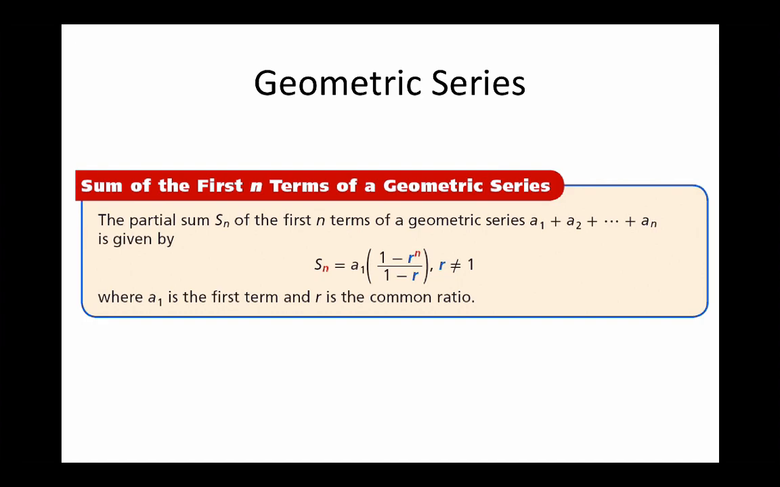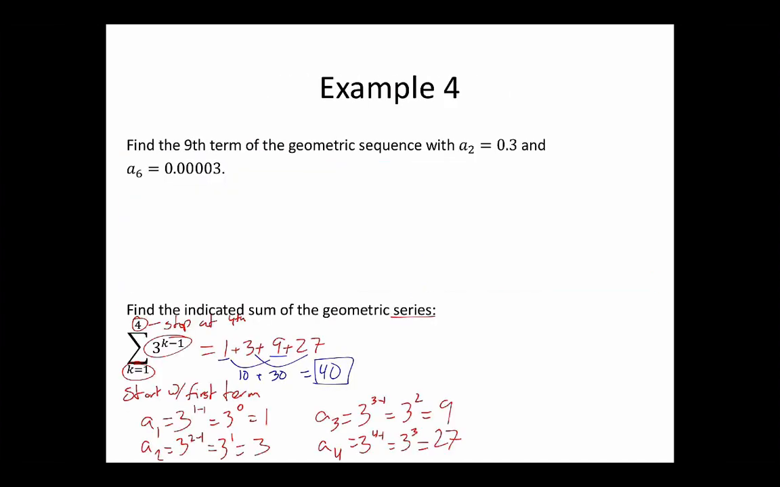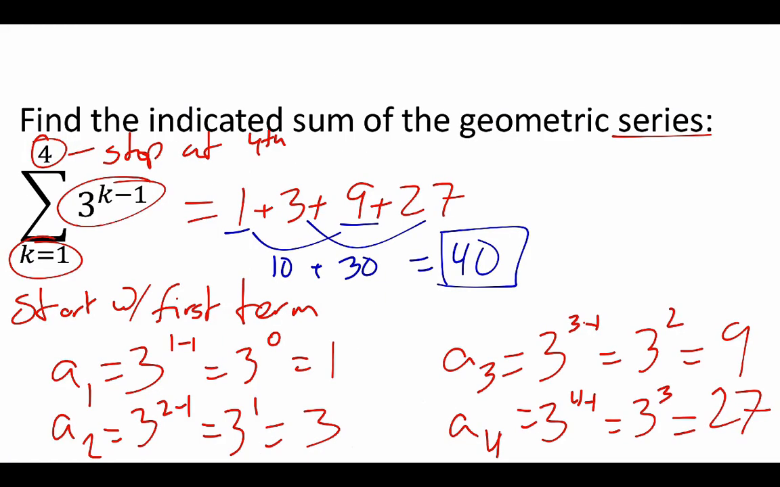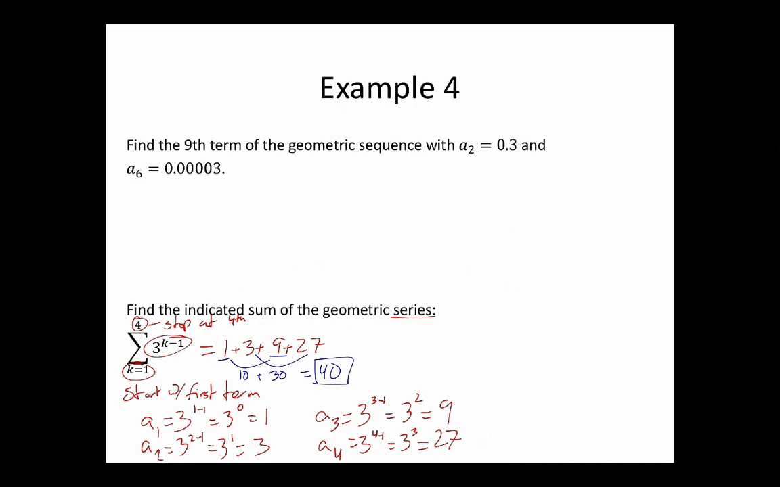Okay, so that last example, example 4, let me go back to it. It wasn't so bad. We had to find 4 terms, add them up, not too painful. But what if we had more terms? What if we had 10 terms, or 50 terms, or a million terms, or infinity terms? We'll talk about infinity terms next time.